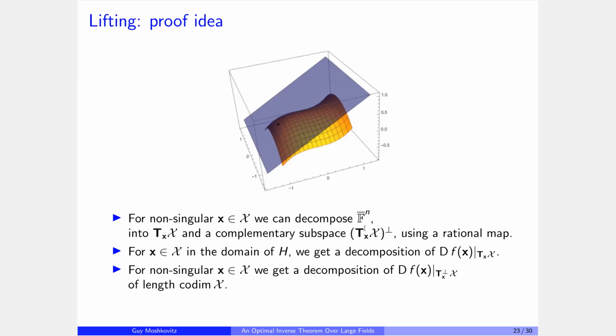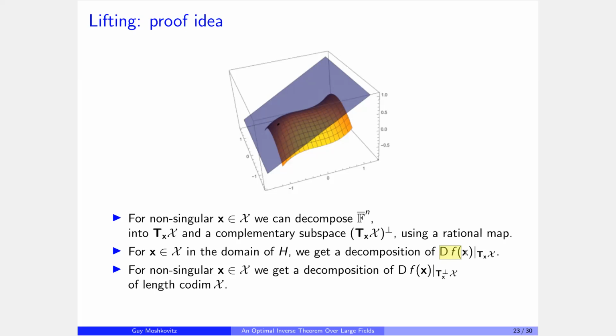for every point, or essentially every point in the variety, or most points, you decompose the entire space into the tangent space to the variety at that point and the complementary subspace. And you do this using a rational map. This goes again back to some rational version of linear algebra stuff.